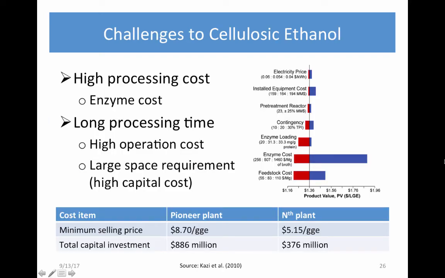However, the cellulosic ethanol industry faces a lot of challenges. One of the most important barriers is high cost. An analysis of the cost for cellulosic ethanol production shows that the cost of enzymes is a major factor driving the production cost. Feedstock cost is also significant.